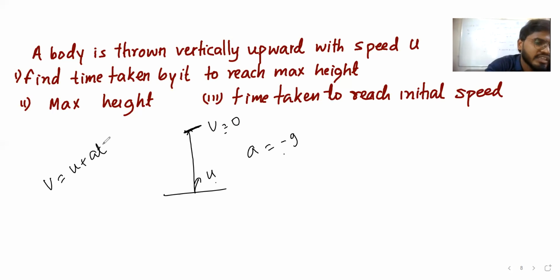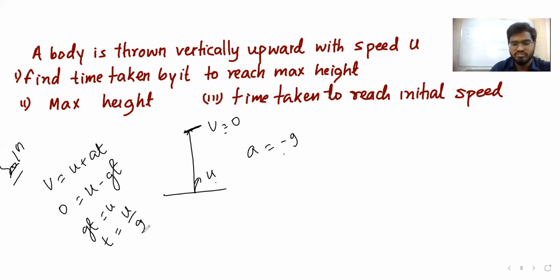If you use this equation, v is what here? 0. u is u minus gt. So gt is equal to u, and t is equal to u by g. Correct? t is equal to u by g. Next, let's see.